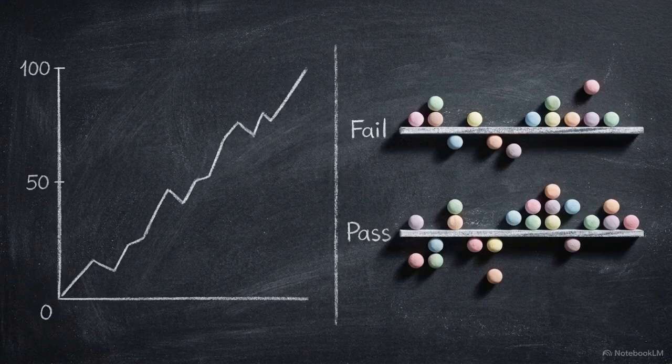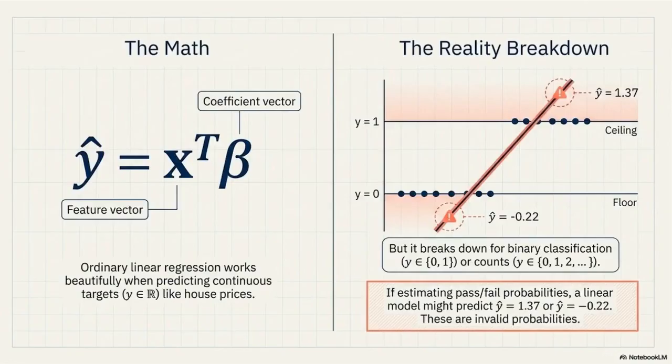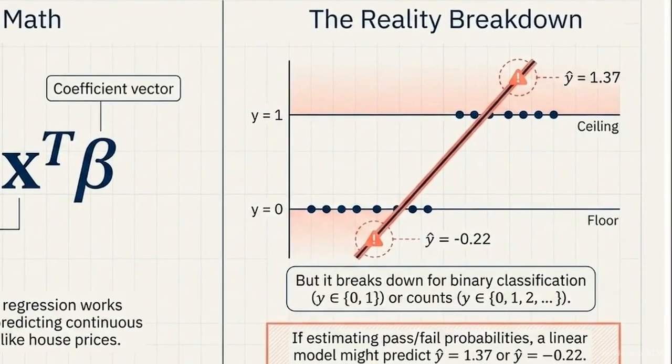But many modern machine learning problems deal with non-continuous, bounded reality, like predicting the binary pass-fail state of a student. Looking at the right side of this diagram, we see a mechanical failure. When we force a straight, infinite linear model onto strict binary data constraints, it immediately breaks through the hard ceiling of 1 and the hard floor of 0.